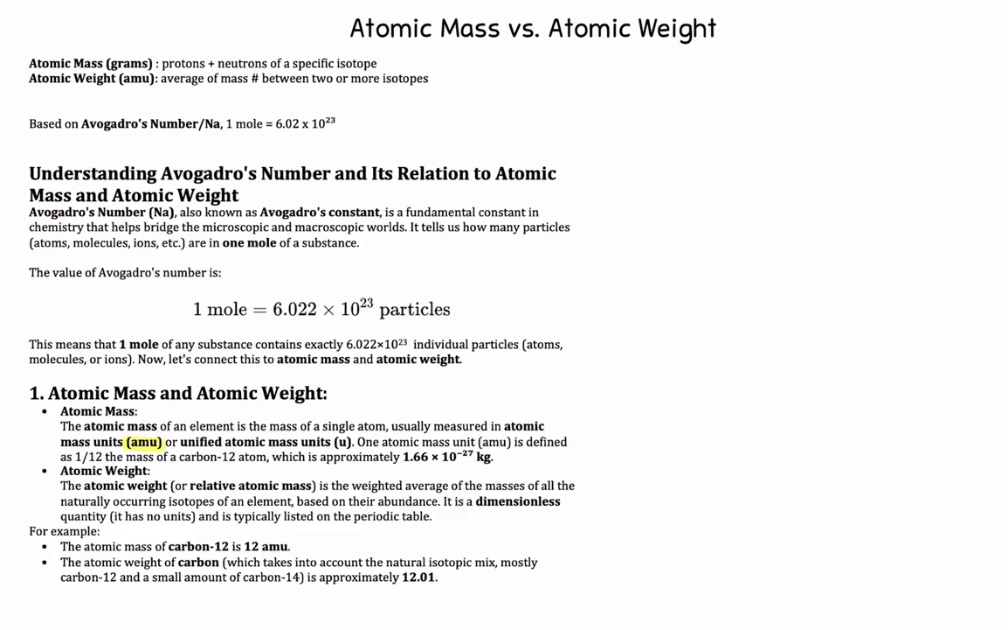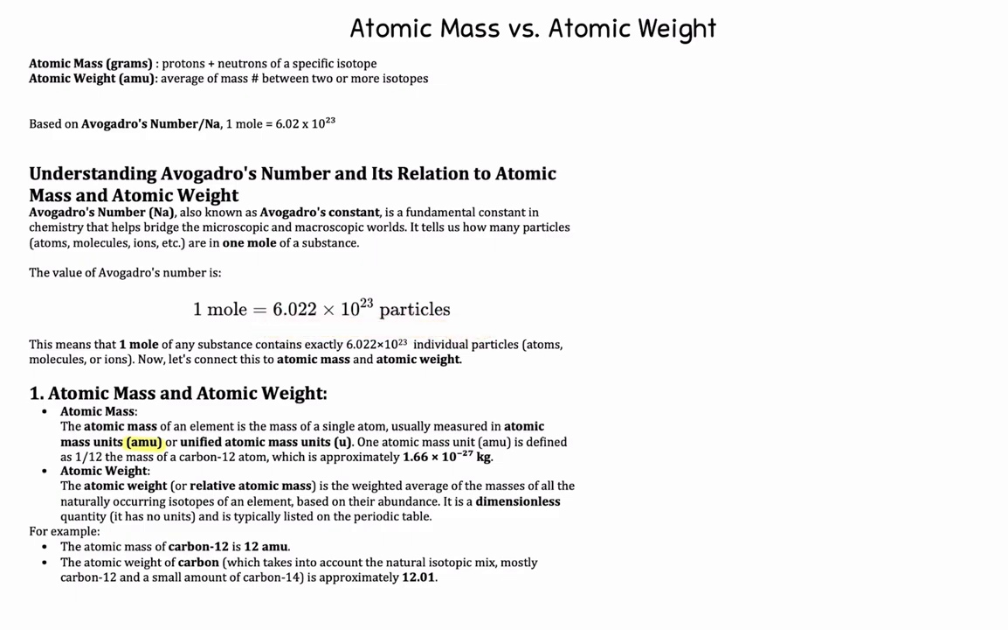It's based on Avogadro's number. This is Avogadro's constant, Avogadro's number, same thing, can be used interchangeably. It is a fundamental constant in chemistry that helps bridge the microscopic and macroscopic world together. It tells us exactly how many particles are there in 1 mole of a substance. So how many atoms are there, how many molecules are there, how many ions are there, etc.